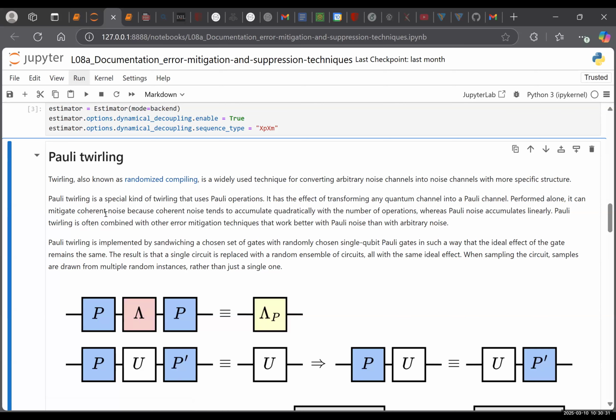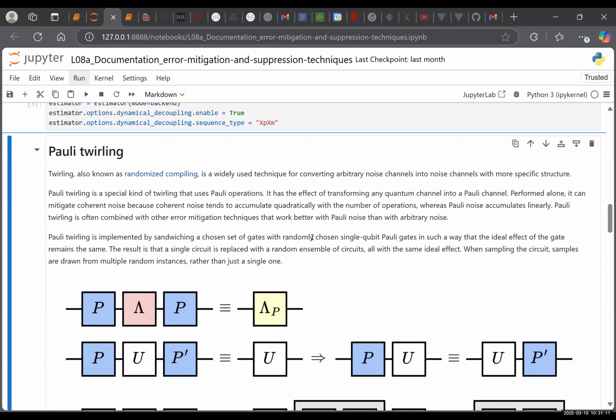It can mitigate coherent noise, because coherent noise tends to accumulate quadratically with the number of operations, while Pauli noise accumulates linearly. Coherent error usually means a unitary gate. For example, you want to rotate by some angle, but you may over-rotate. So it says Pauli twirling combined with other error mitigation techniques works better with Pauli noise than with arbitrary noise.